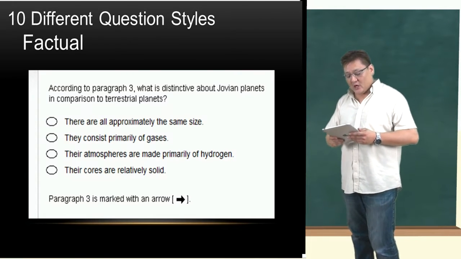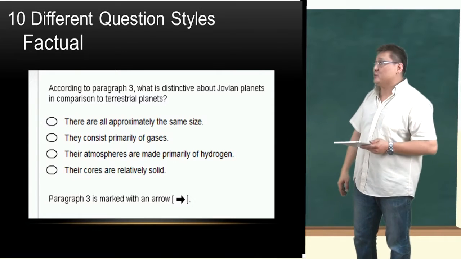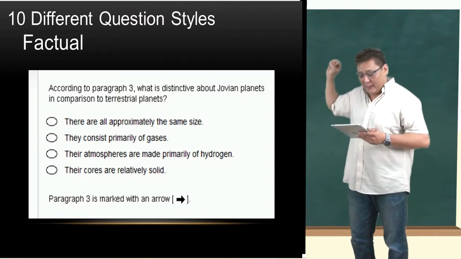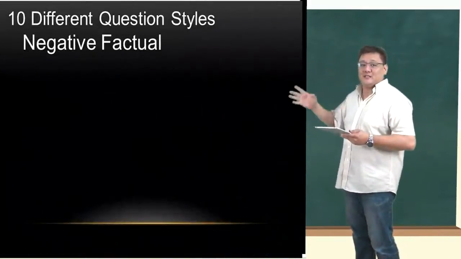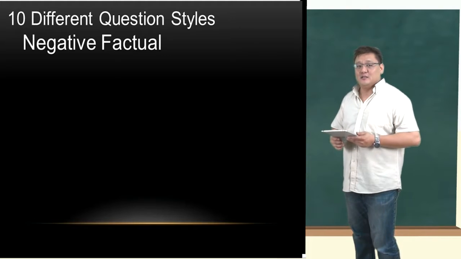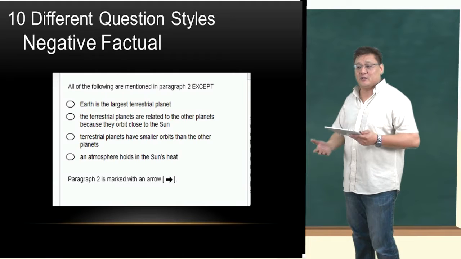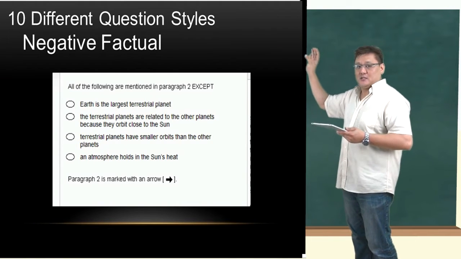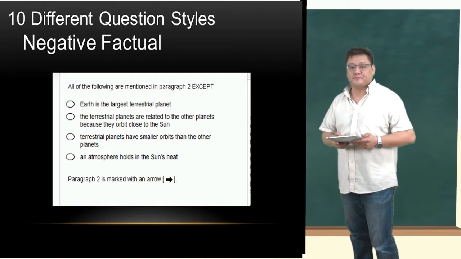Okay. Next one we talk about is called negative factual. Negative factual asks what was not written, what in this content is not mentioned. Okay. All of the following are mentioned in paragraph 2 except, so the one that's missing. This type is hard for many students. Because it's really difficult. Okay? They always forget except. But this too, guess what? You need your note taking.